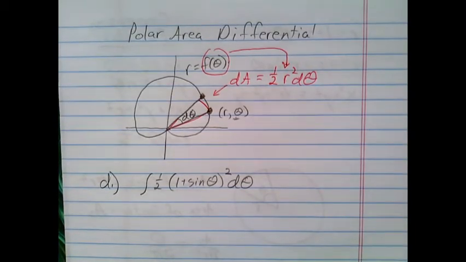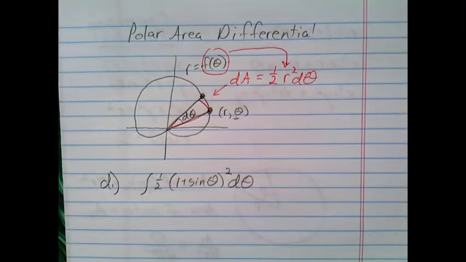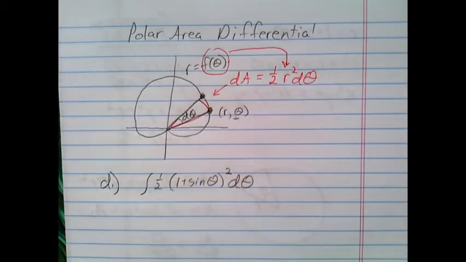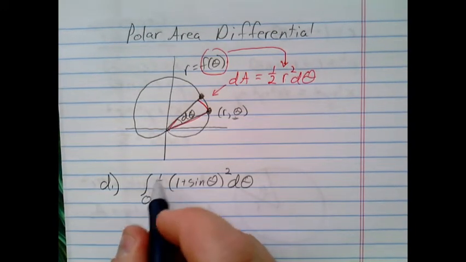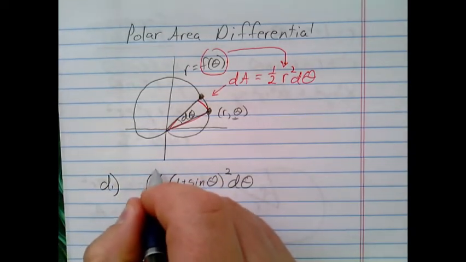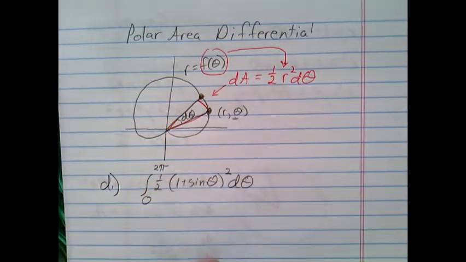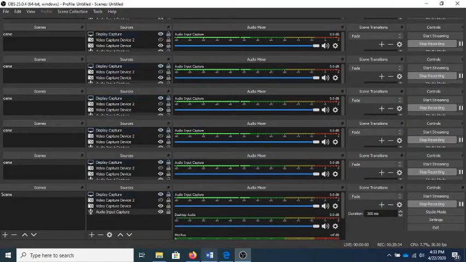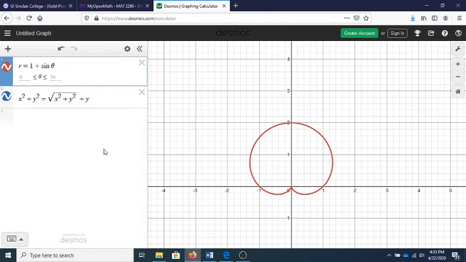Now, sometimes a tricky part with polar integrals is figuring out what the limits of integration should be. I want to compute the entire area of my cardioid, which means I need to take theta through an interval that sweeps me all the way around. That might be 0 to 2 pi, but let's check on that.